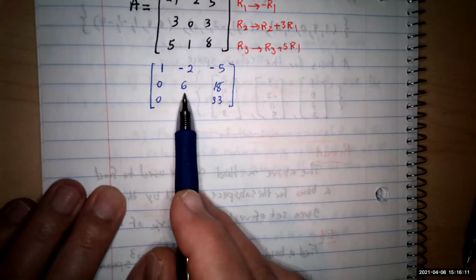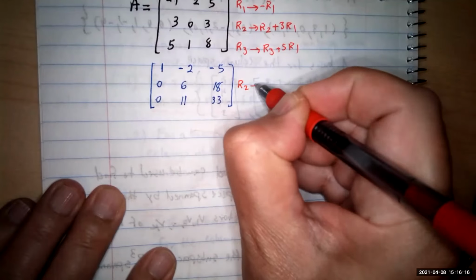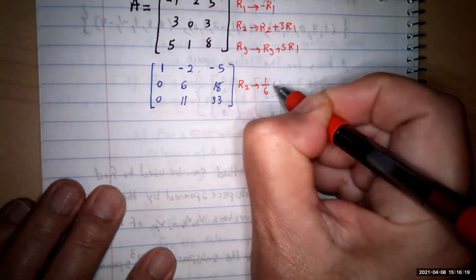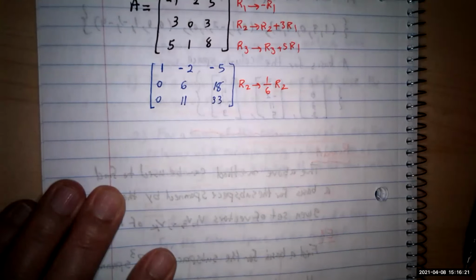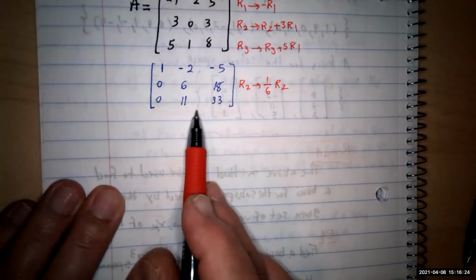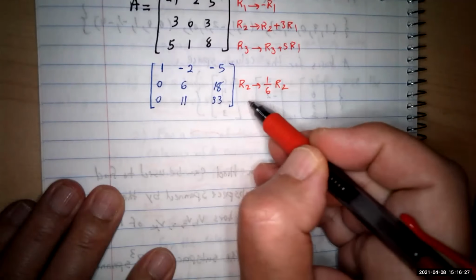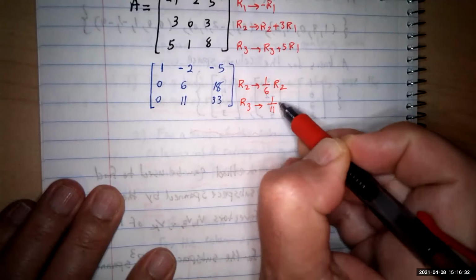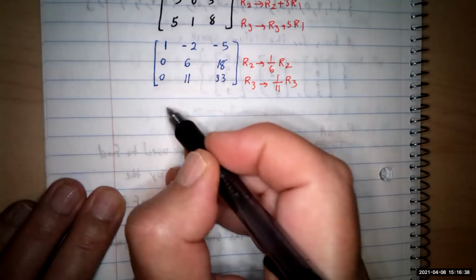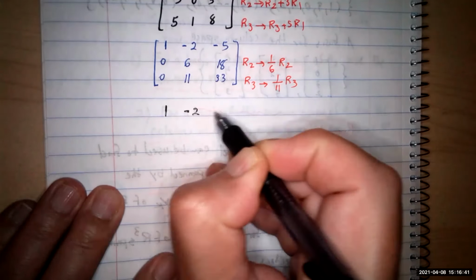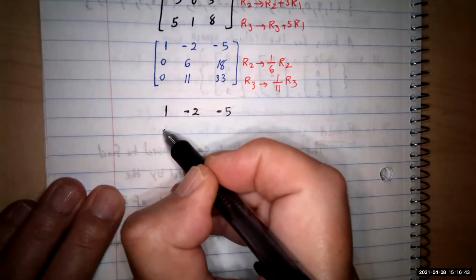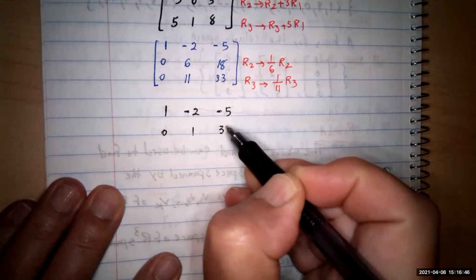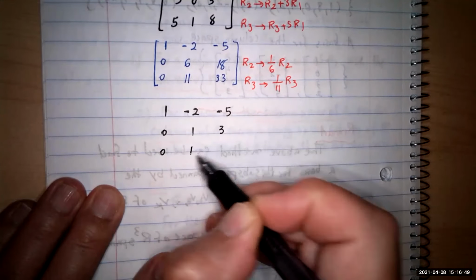We have the 1 here. We have to change the pivot in row 2 into 1, so naturally you divide by 6: R2 becomes one-sixth of R2. Then I divide row 3 by 11 to make it 1 again, so R3 becomes one-eleventh of R3. You can do it later or just now. So the result is 1, negative 2, negative 5, and then 0, 1, 3, and 0, 1, 3 again.